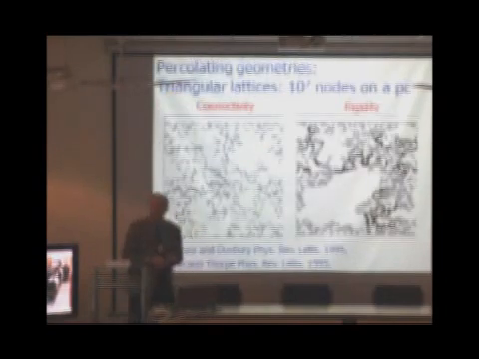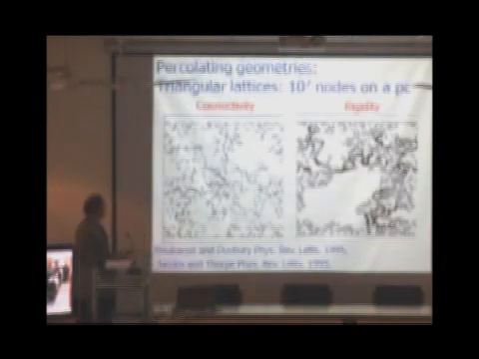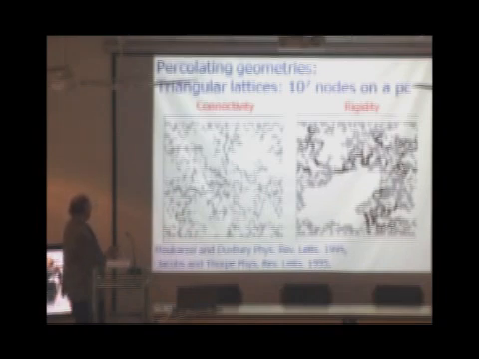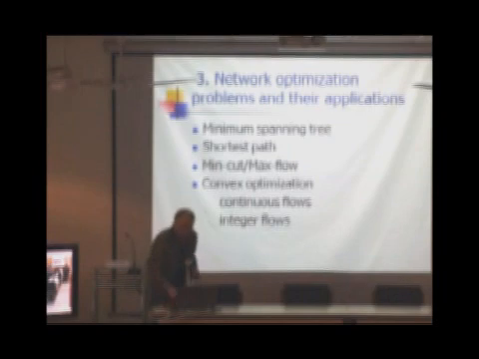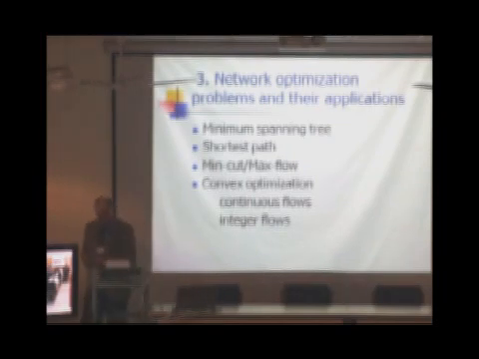Here are pictures of what rigid structures at percolation look like compared to connectivity percolation structures at the same threshold. As you might expect, you've got to have a lot more edges in order for something to be structurally rigid compared to connected. Let me say a few words about network optimization problems.